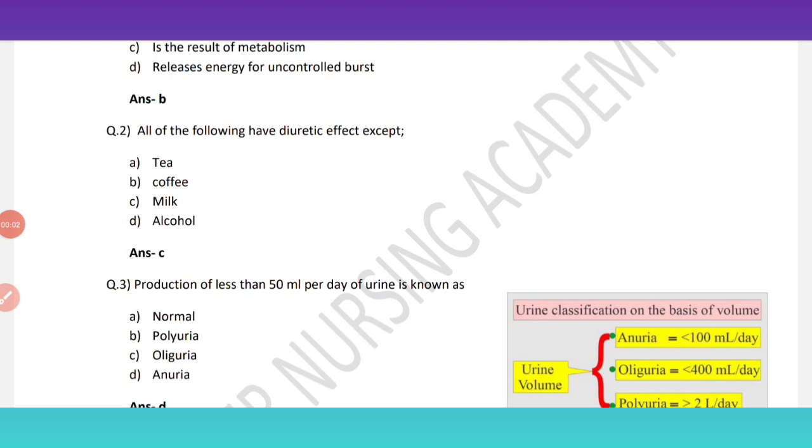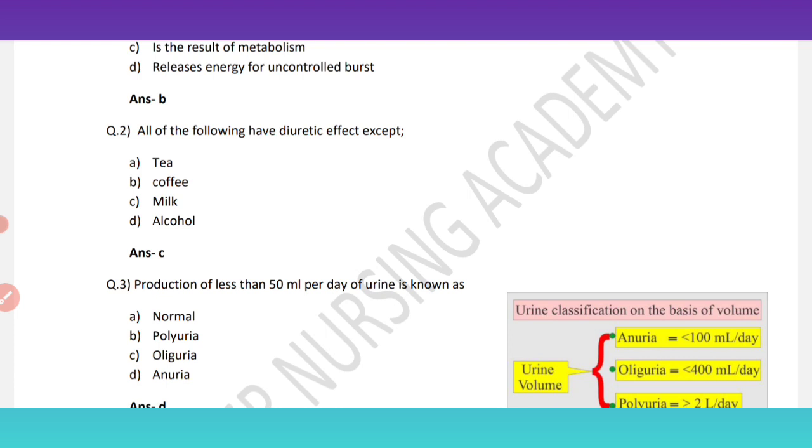The second one is, all of the following have diuretic effect except. This is an except question, which means a negative answer. Fine. So four options they have given here: tea, coffee, milk and alcohol. Among these four, which one does not have the diuretic effect? Diuretic means what? It increases the excretion of urine. That is called a diuretic.